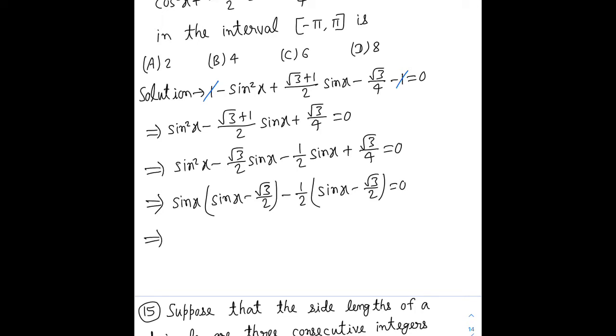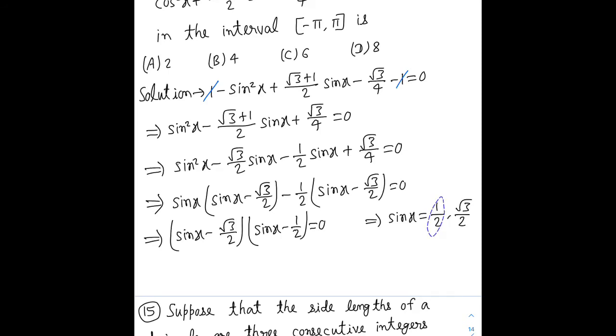Okay, so after factorization, one of the factors, which is common, is sin x minus root 3 by 2. Another factor is sin x minus 1 by 2. Then you will get sin x equal to either 1 by 2 or root 3 by 2. Now you know sin is 1 by 2 at 30 degree or at 150 degree, right? Similarly, sin is root 3 by 2 either at 60 or 120.